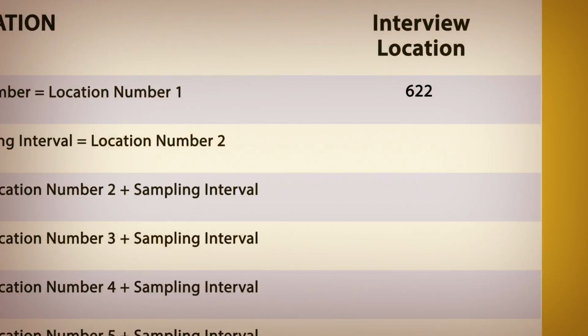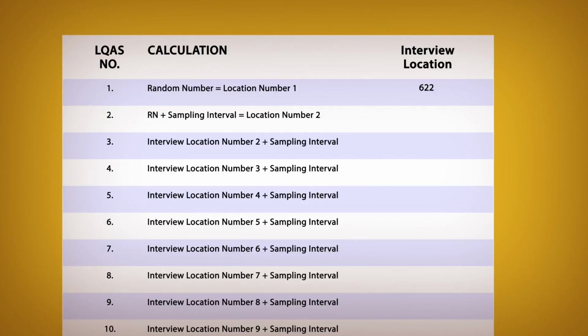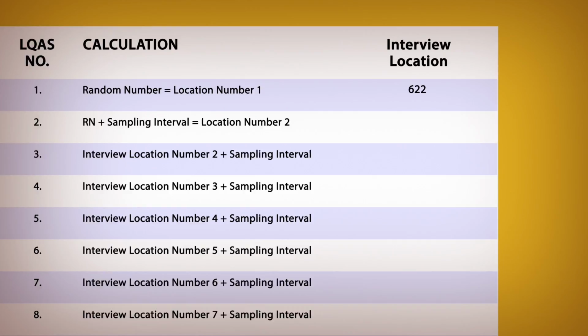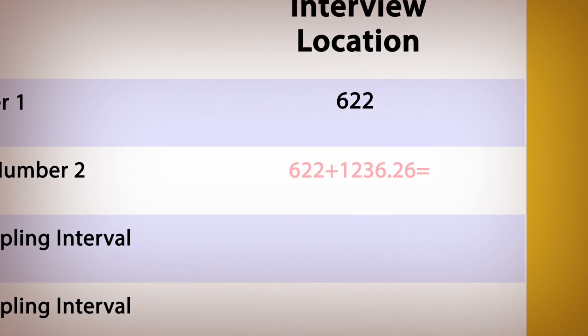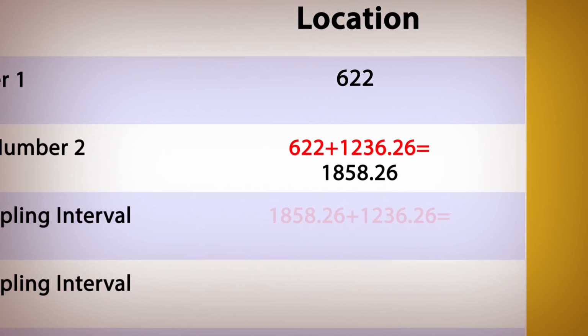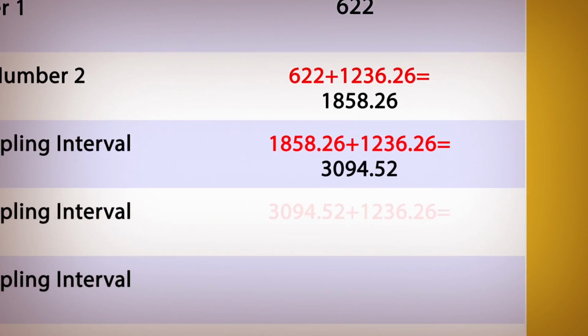Then in the second table, enter that number as your starting point. This is the location of your first interview. Then add your sampling interval, including the decimal, to the random starting point. This will give you the next location, and again, and so on.